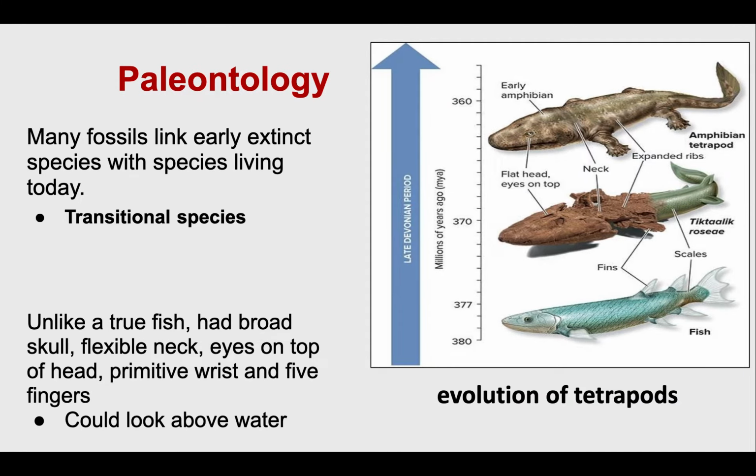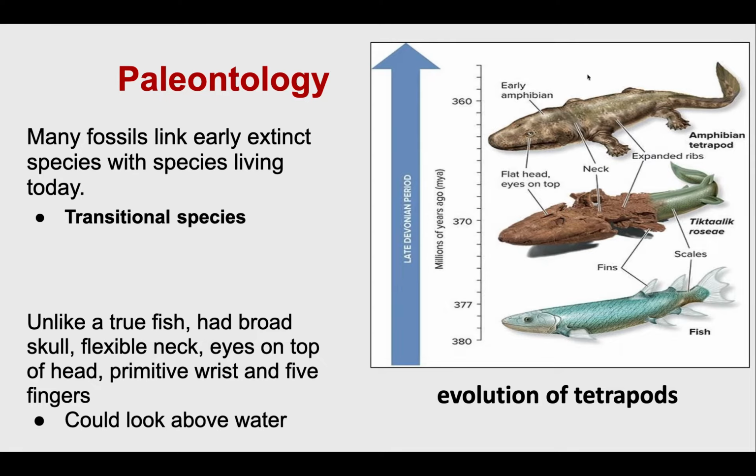All right, but we also find specific fossils that show us, oh, this might be what's commonly referred to as the missing link between a fossil that we have and a species that's living today. We call these transitional species. A good example of this is the tetrapods. Way back when, they very much looked like an amphibian. They had legs, they had eyes on the top of their head, they had a flexible neck, and they actually had a primitive wrist and 5 different fingers.